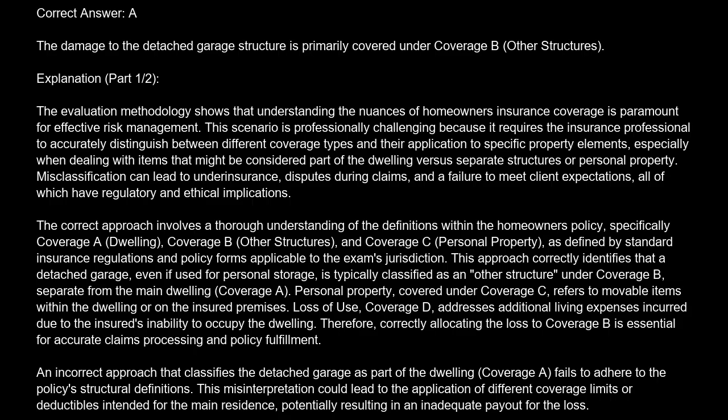Personal property, covered under Coverage C, refers to movable items within the dwelling or on the insured premises. Loss of use, Coverage D, addresses additional living expenses incurred due to the insured's inability to occupy the dwelling. Therefore, correctly allocating the loss to Coverage B is essential for accurate claims processing and policy fulfillment.